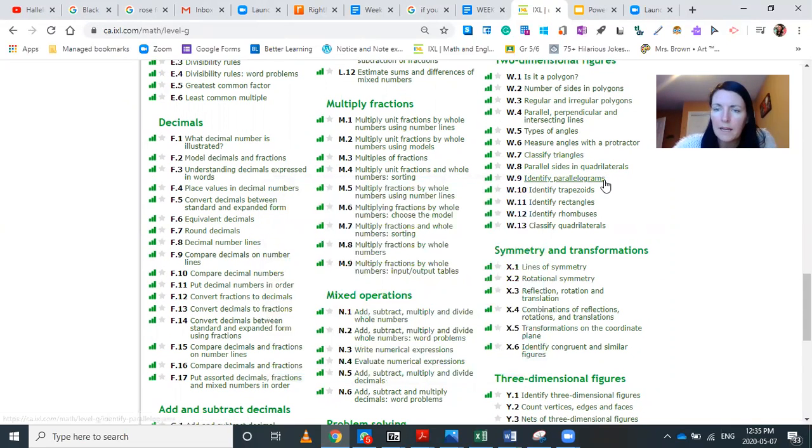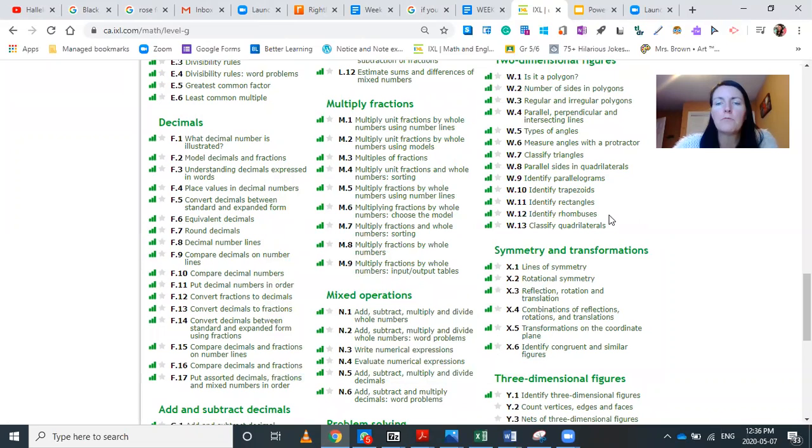So we've learned parallelograms. We know that parallelograms have got two pairs of parallel sides. Trapezoids only have one pair of parallel sides. But remember, all of these are four-sided figures, right? Rectangles are actually parallelograms. They're special parallelograms. They've got two pairs of parallel sides, but they've also got four right angles. That's the special part of a rectangle. And then a special rectangle is a square, where all four sides are equal.